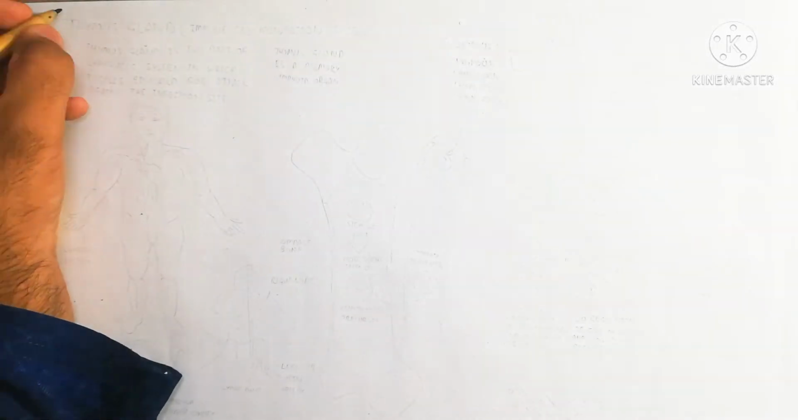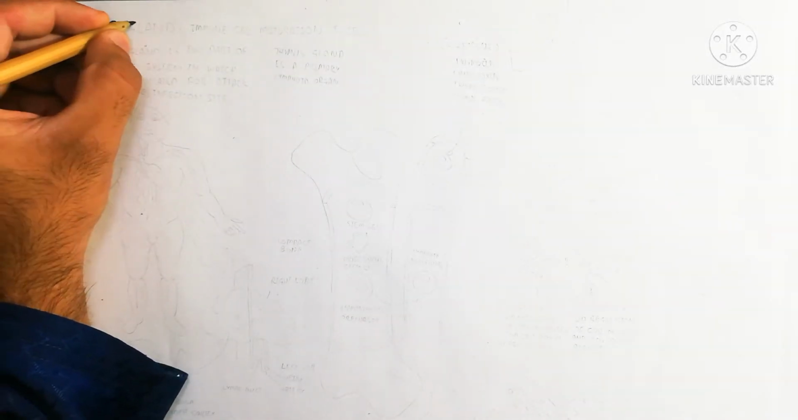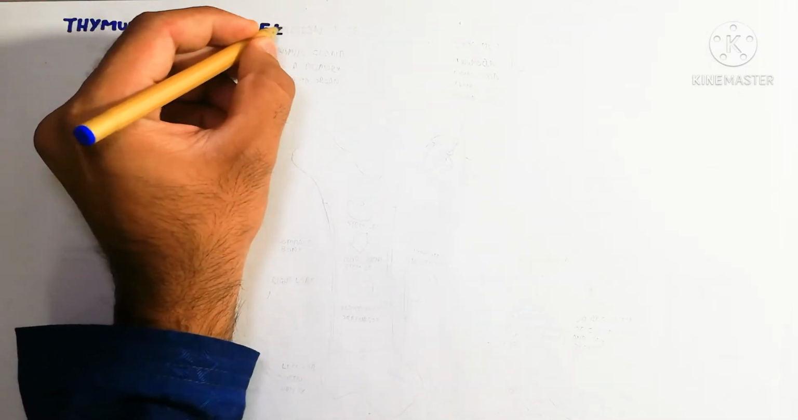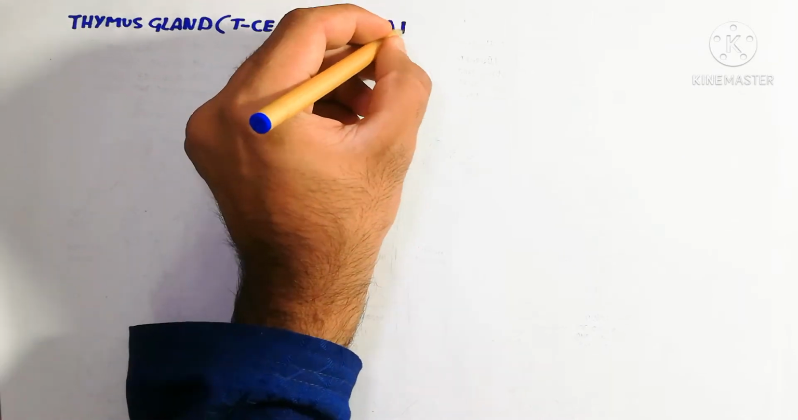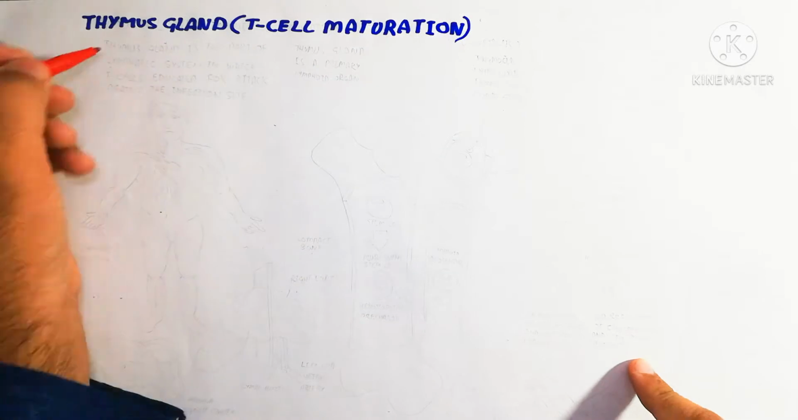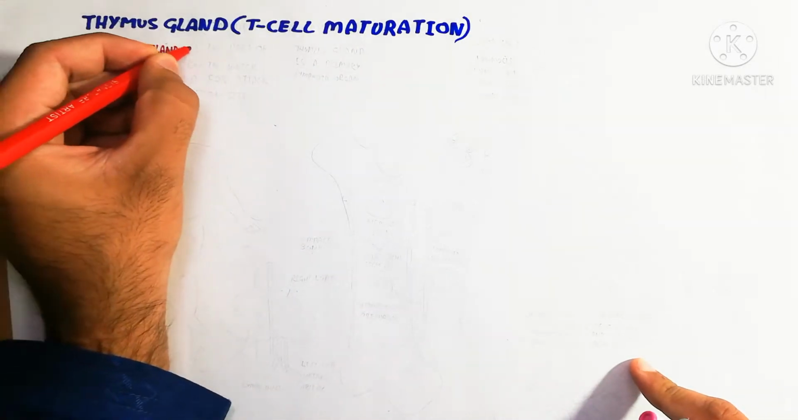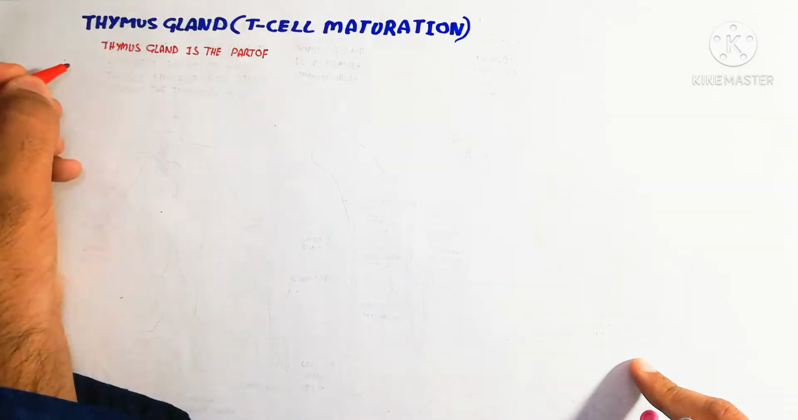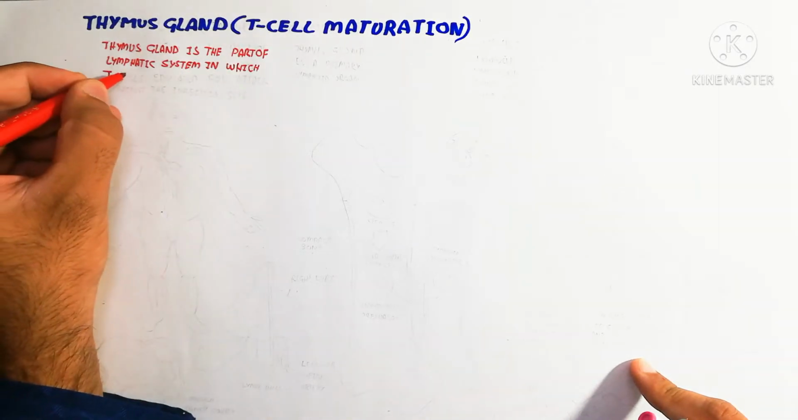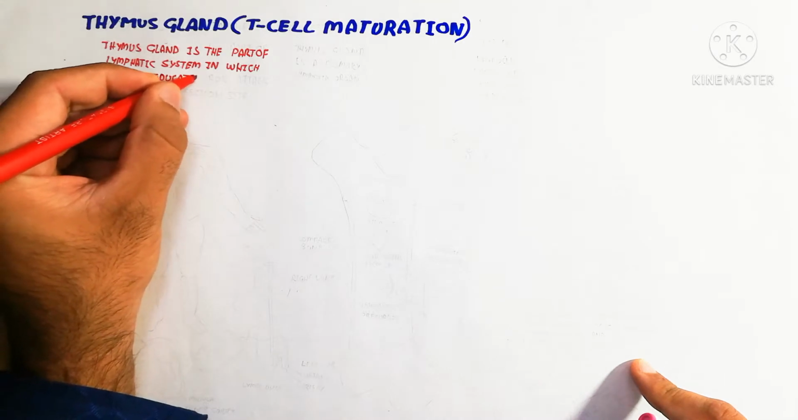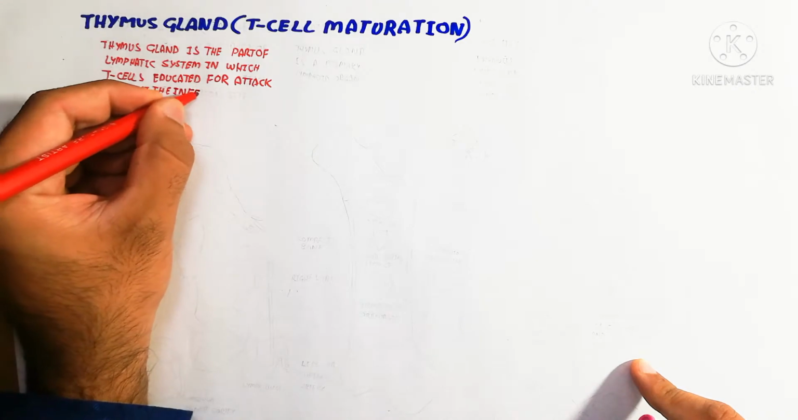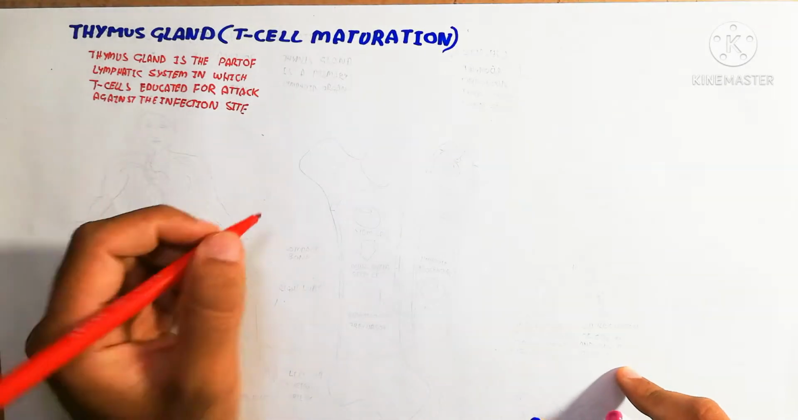So here today we will discuss the thymus gland. The thymus gland is an endocrine gland because it produces a chemotactic agent that stimulates another tissue or organ to recruit cells. That is why it is an endocrine gland, and it is used for T cell maturation. Here we will discuss just the T cell maturation in the thymus gland.